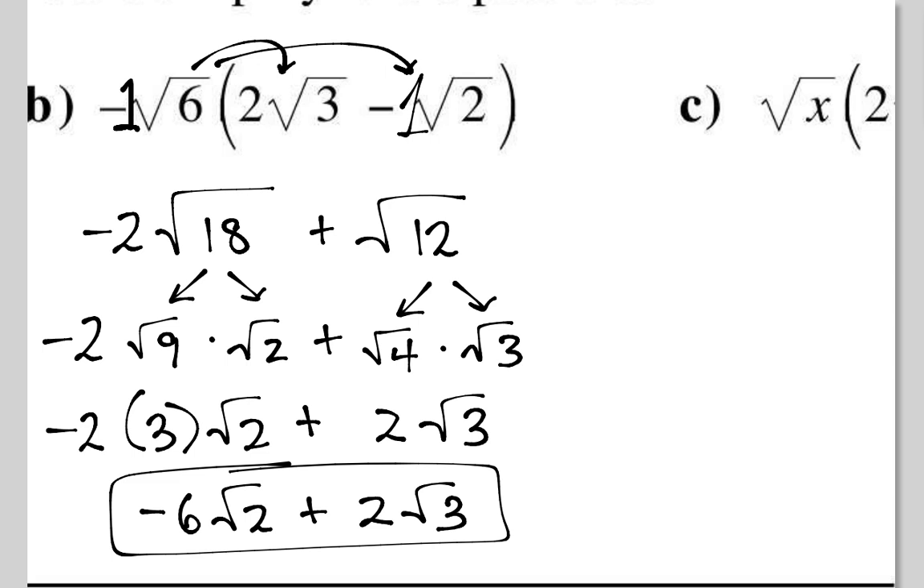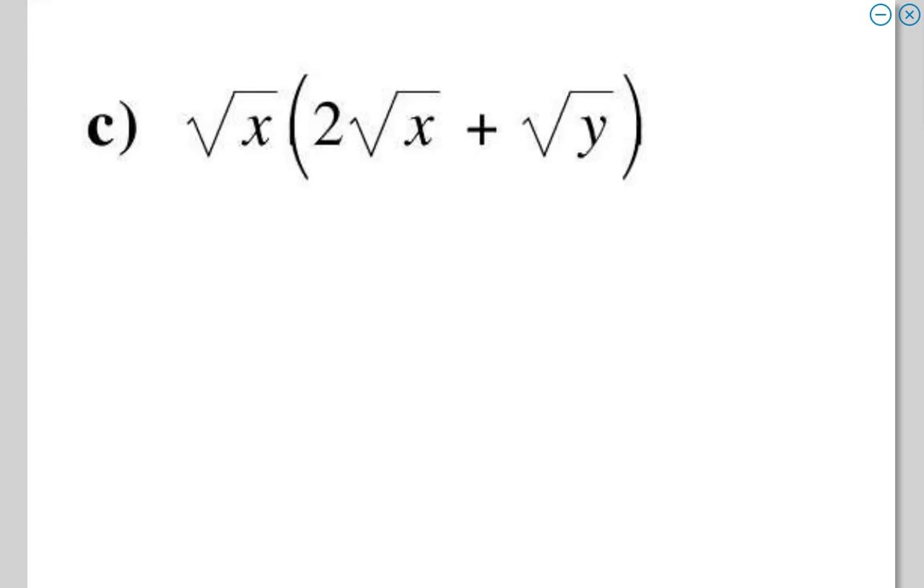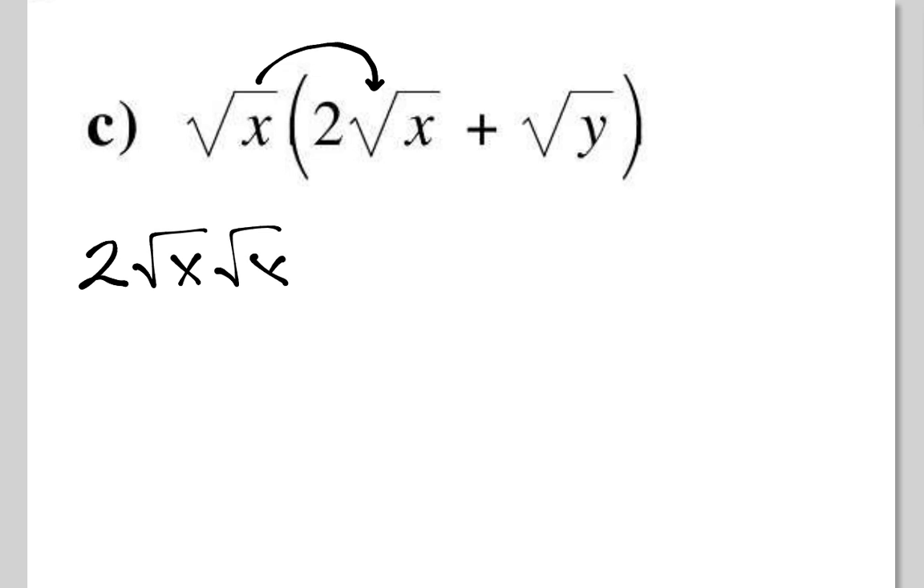All right, that looks good to me. Ooh, this one looks very fun. This goes on there, and you get 2 √x √x. I just wrote it twice. And then this one goes on and you get root x, root y. Any issues with that? You're just putting a factor onto each term.